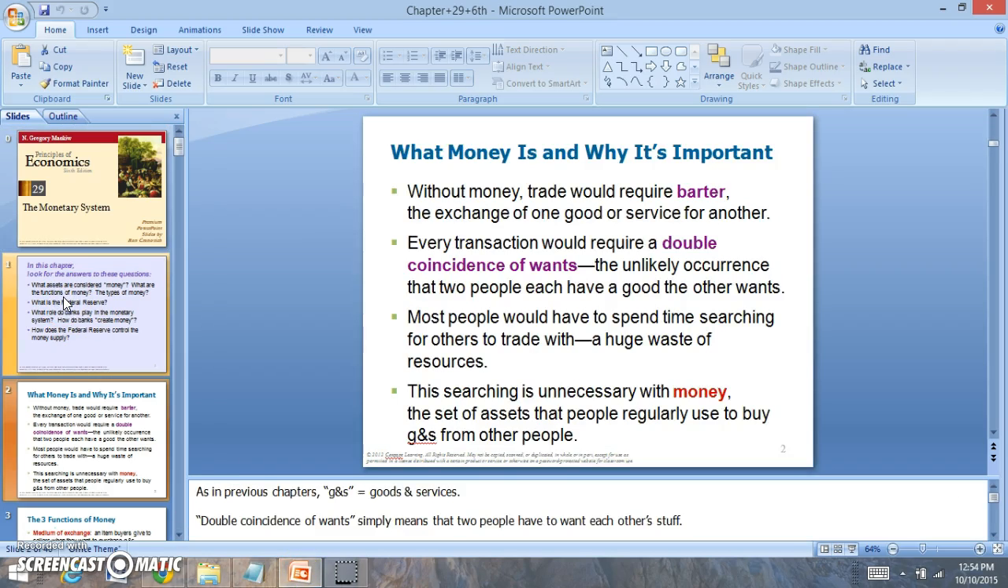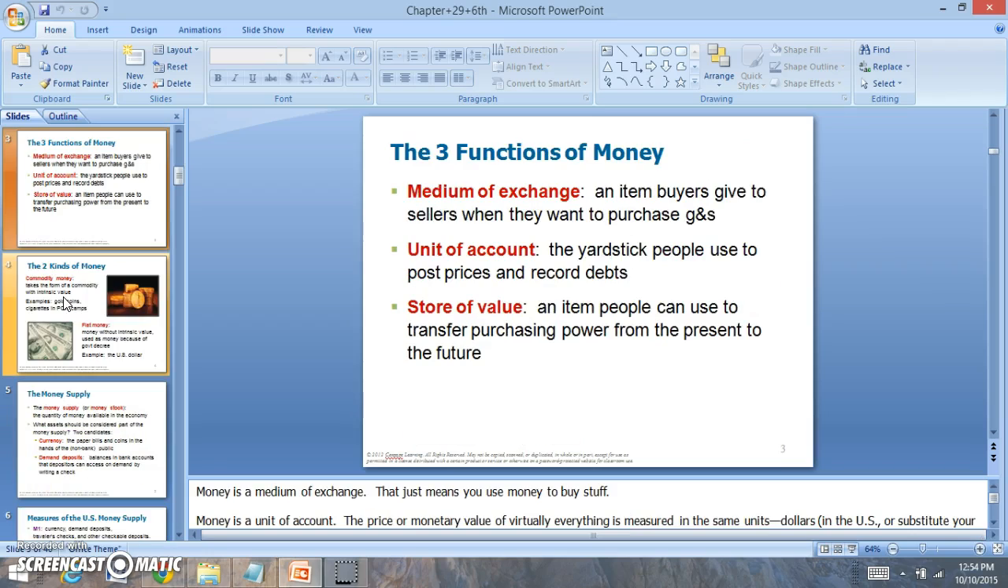Chapter 29 is looking at what is the role of money. You'll find that money is very important because it has three major characteristics. Money is used as a medium of exchange, which means I exchange money to buy goods and services. One of the functions of money is a unit of account. Unit of account is looking at how prices are determined, and then store of value. When you look at store of value, money will hold the value that's on the note. That's the key component to the three functions of money.